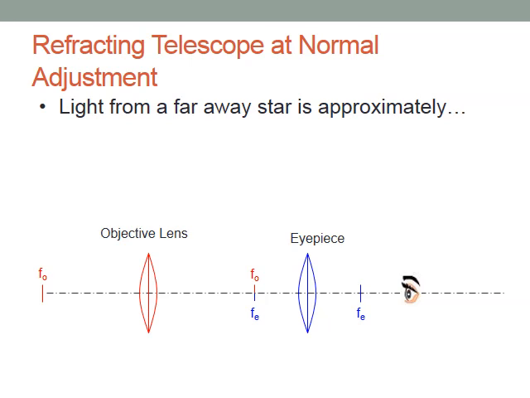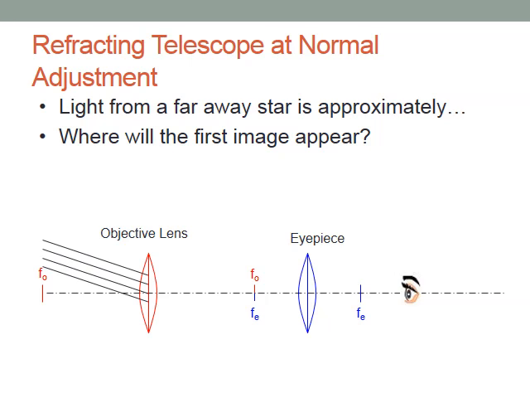And we call it a refracting telescope because the light bends, or refracts, when it goes through a lens. This is different from what we call reflecting telescopes, which actually use curved mirrors. All right, so a refracting telescope. When we look at light from a star, it is really, really far away, approximately at infinity. So we have light coming in that is actually parallel.